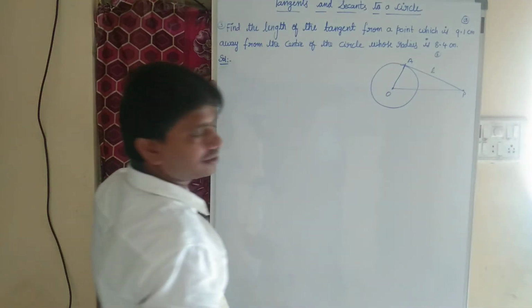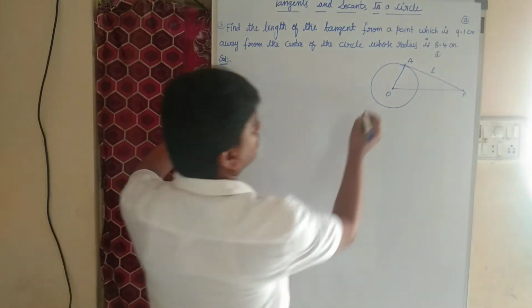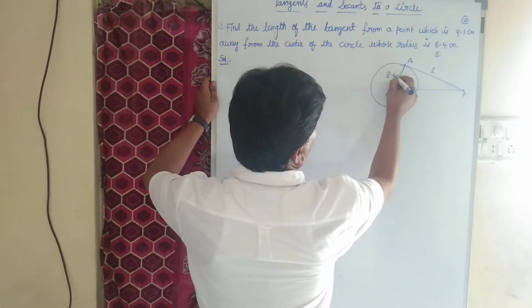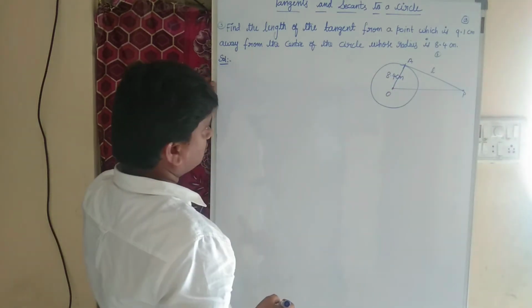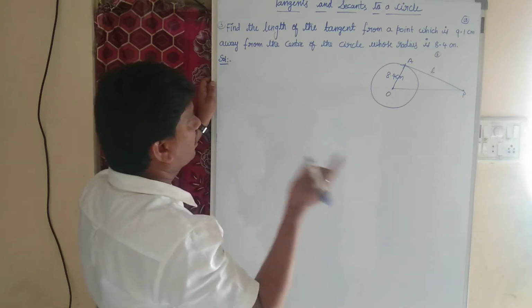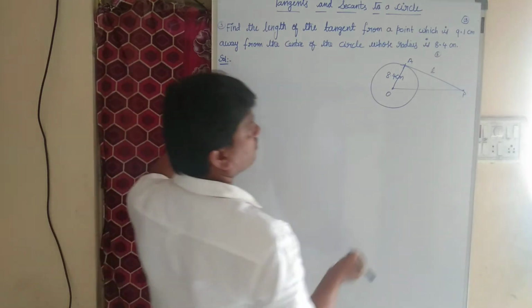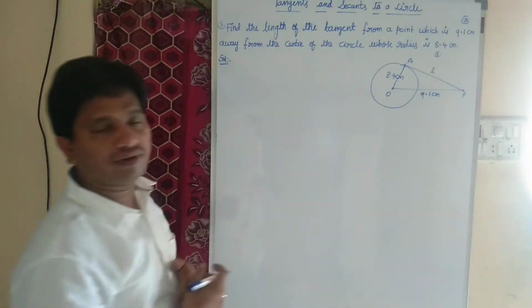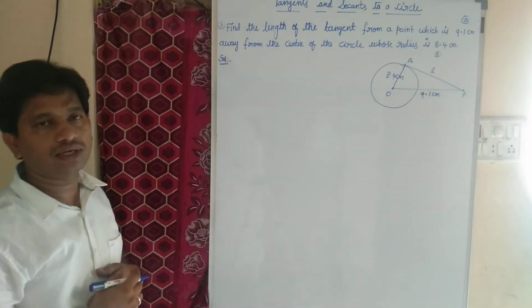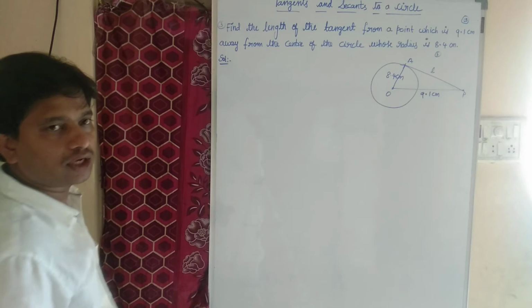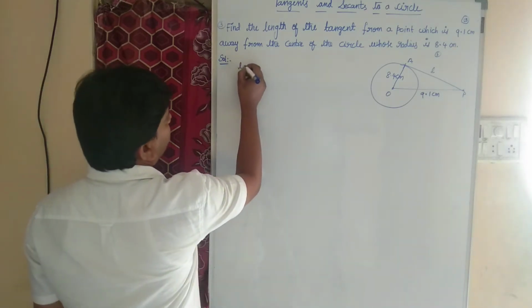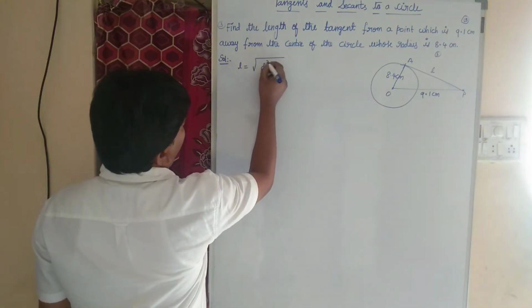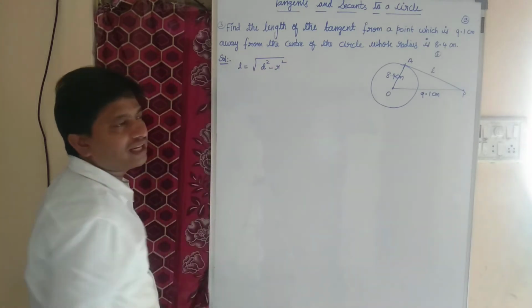Length of the tangent. Given radius, how much? Radius is given 8.4 centimeter. A point which is 9.1 centimeter away from the center of the circle. Distance between center to a point is 9.1 centimeter. Okay children, so we have a shortcut also. To find the length of the tangent, we have the formula root over d square minus r square.